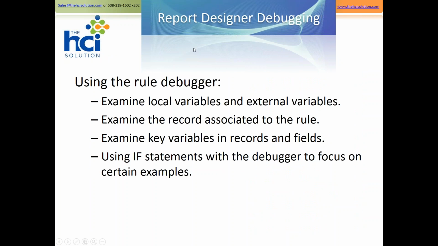All right, so these are all the things we've done with the report designer, rule debugger. We've examined local variables and external variables. We've examined and talked about the record that's associated to the rule. We've examined the key variables and how they're related to the records in the fields. And we've used an if statement to insert a debugger so that we focus our debugger on the specific record that we want to look at.